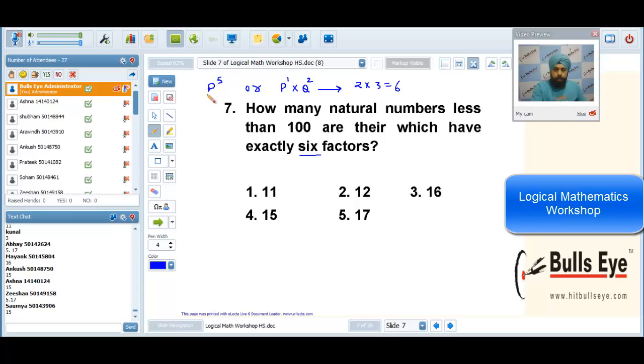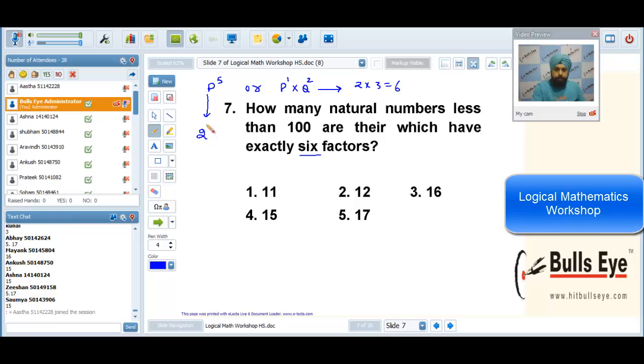Now firstly, talking about this category, you can see there is only one such number, which is 2 raised to power 5. And 3 raised to power 5 will be a number which is more than 100. Now guys, taking the second level into consideration, wherein you are multiplying two different prime numbers.